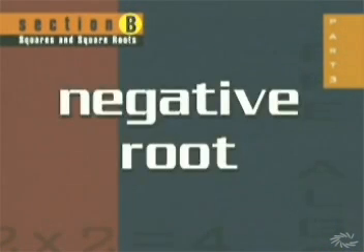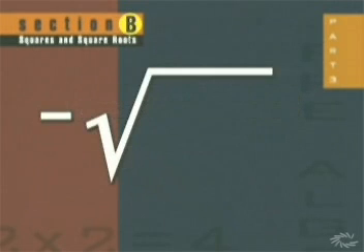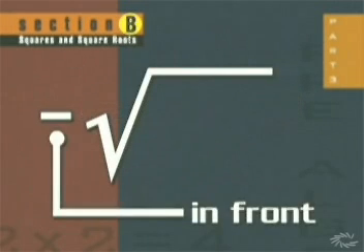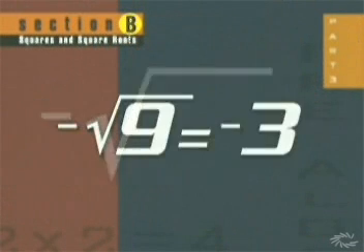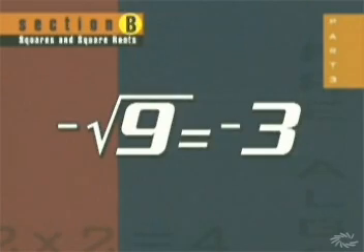Easy, right? Now, if we want the negative root of a number, we'll see it written like this, with the negative sign in front of the radical. Not under the radical, but in front of it. This means we want the negative square root of 9, which equals negative 3. So when we've got that negative sign in front of our radical, that's when we want the negative root.